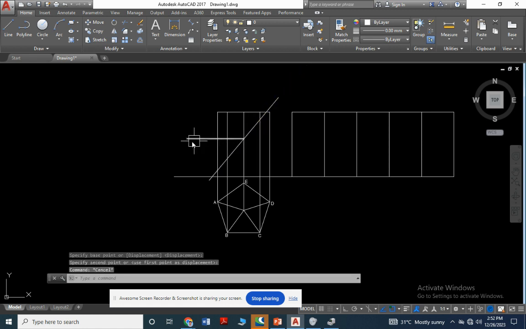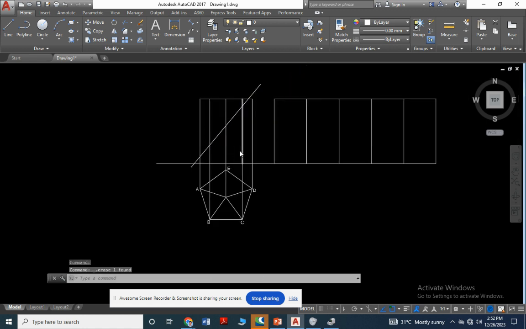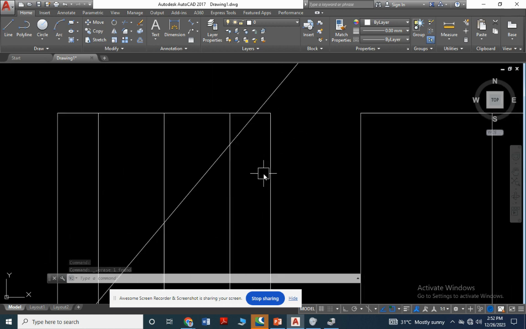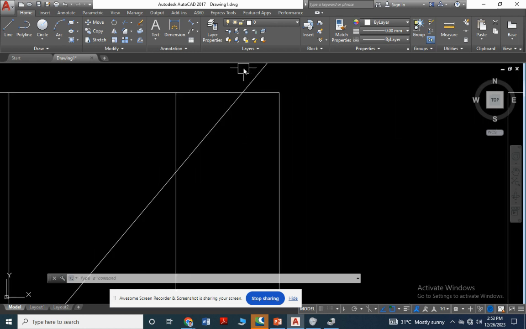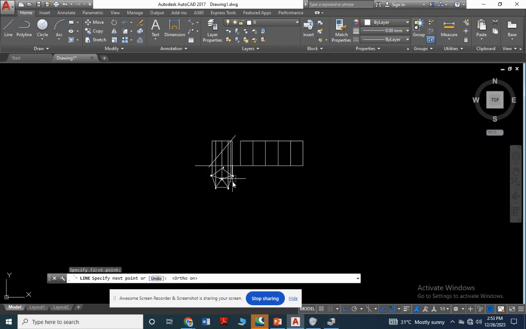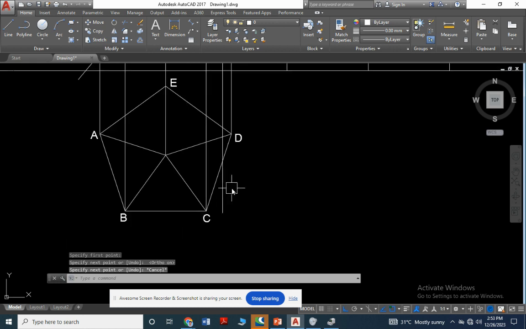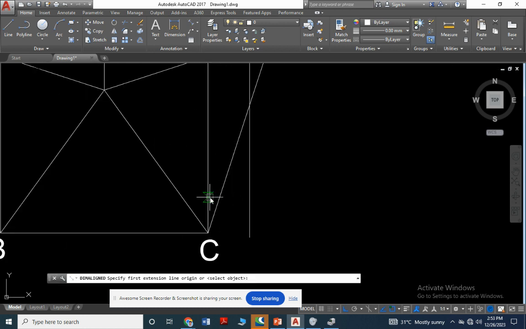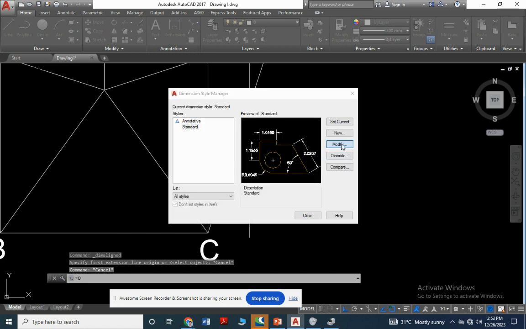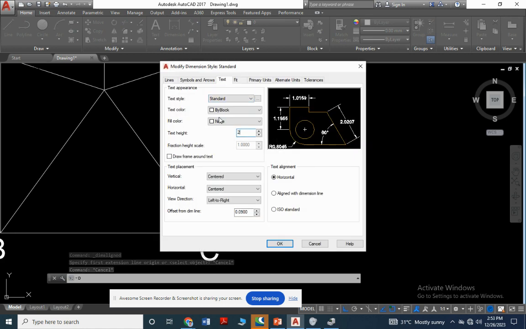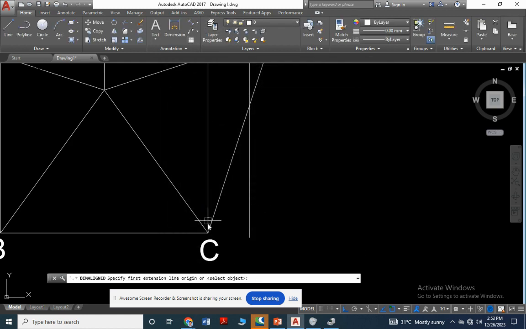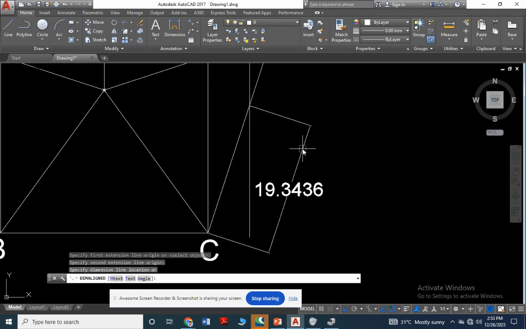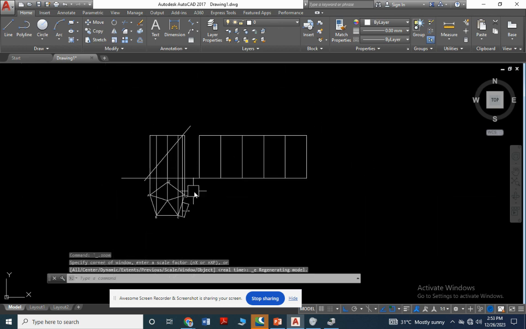I move the line. And the section plane is cutting between points C and D, like this. So draw the projector, with ortho mode on. Now measuring the distance, and before that I increase the text size, then only it is visible. Set current. Now from C to D, this is 19.34.